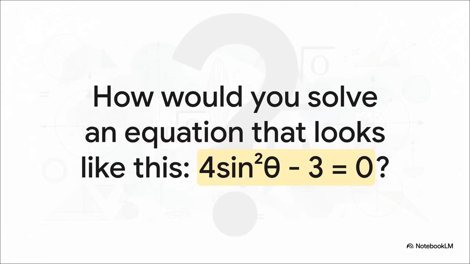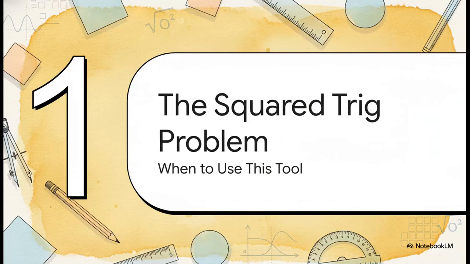Right off the bat, take a look at this equation on your screen. How would you even start to solve this for theta? The most important thing to notice here is that the sine function is squared. You see that little exponent? That's the key. That little 2 is our clue, and it tells us exactly what strategy we need to use. And that brings us to our first idea, recognizing the squared trig problem. Because honestly, with trigonometry, knowing when to use a tool is just as important as knowing how to use it.